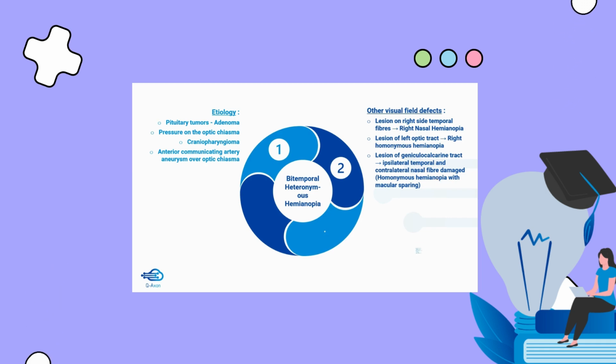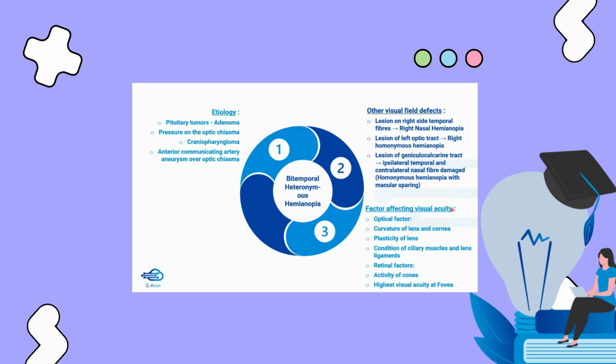Now our next question is that what are the factors which affect visual acuity? Well, there are optical factors and retinal factors. Optical factors are the one which will affect the pathway through which light is travelling. So curvature of lens and cornea affect visual acuity, plasticity of lens, then condition of ciliary muscles and lens ligaments also affects visual acuity. Retinal factors include the activity of the cones, and that is why we have highest visual acuity at fovea, where we get highest number of cones. The density of cones is very high at fovea.